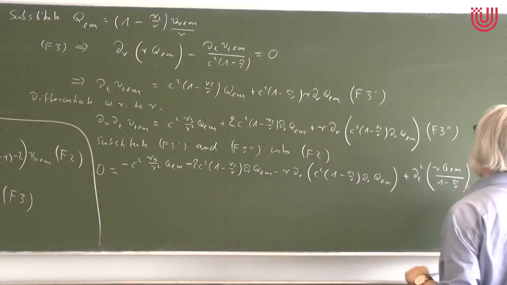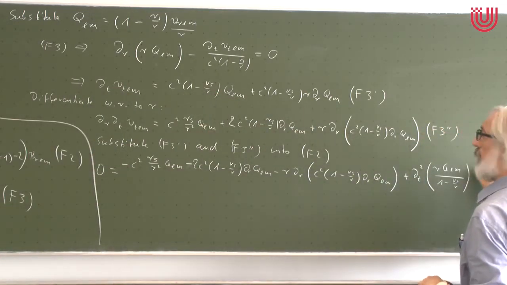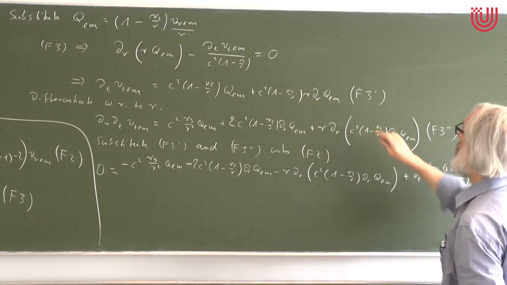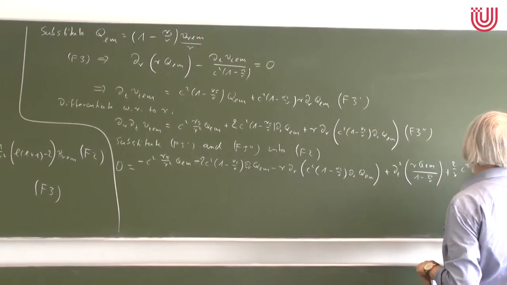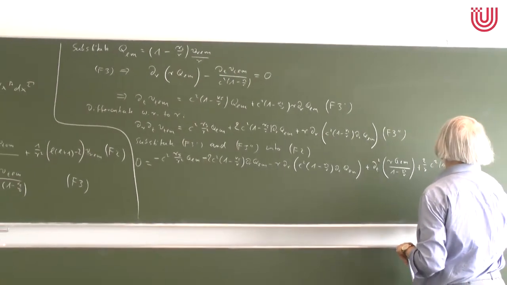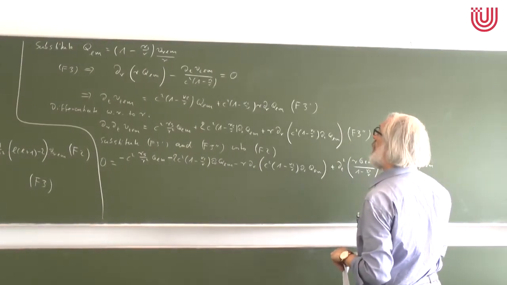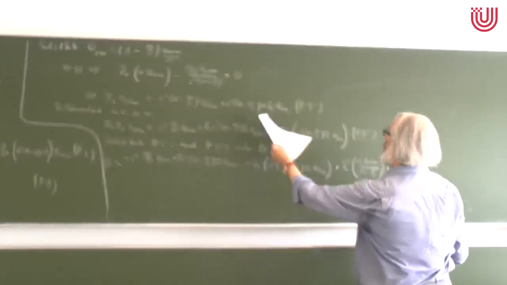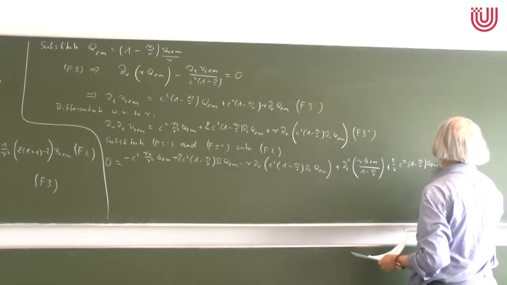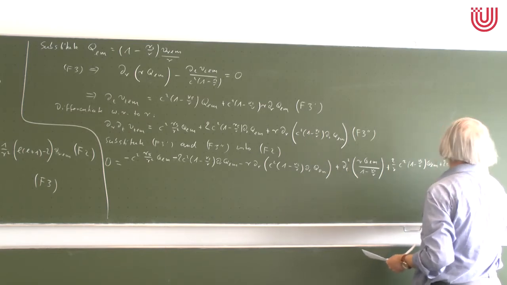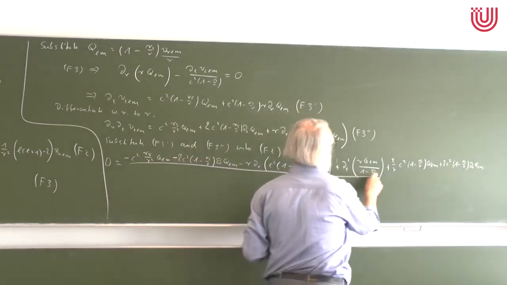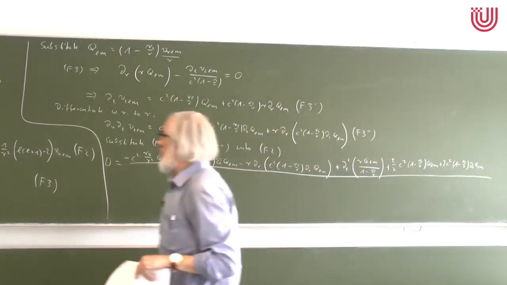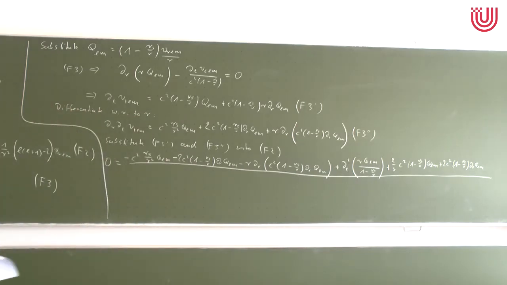in F3 prime. Plus 2 over r, this term here. c squared (1 minus rs over r) QLM. There was a plus 2 over r, then this goes away, so it's 2c squared (1 minus rs over r) dr QLM. And everything is on top of c squared (1 minus rs over r).